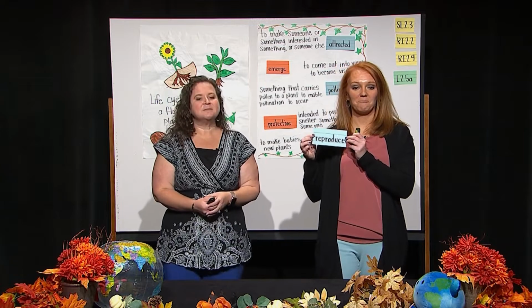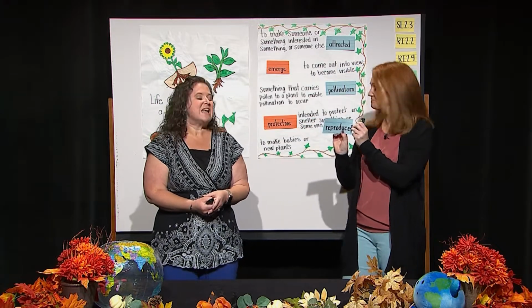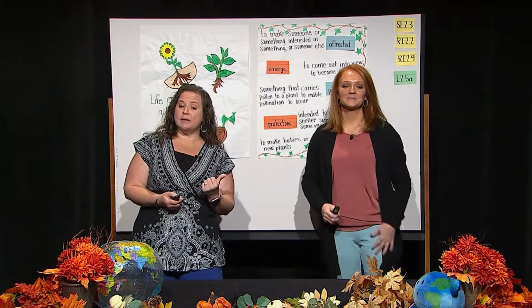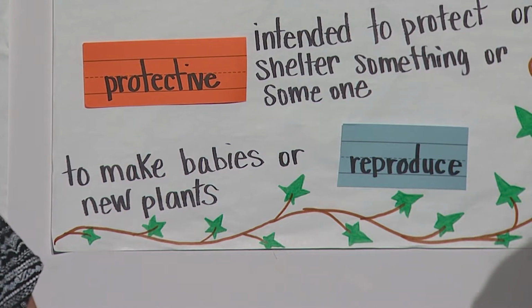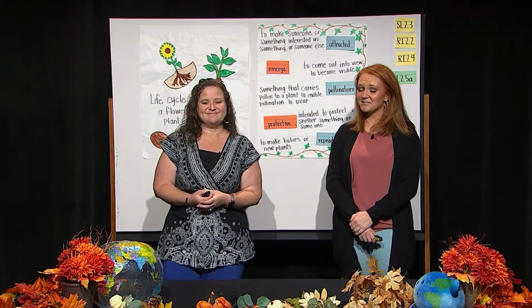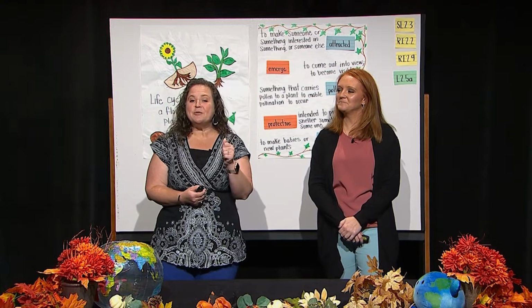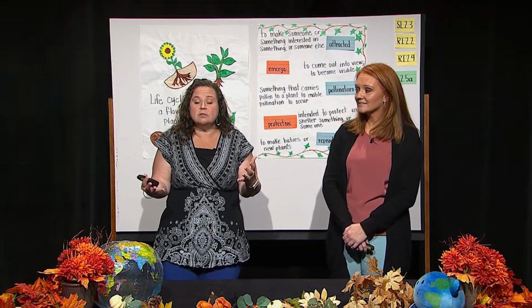Okay. Our last word is reproduce. What's the word? Yes, reproduce. Reproduce means to make babies or new plants. A great sentence for this word could be, plants need pollen from other plants in order to reproduce or make seeds for new plants. Awesome job using those important vocabulary words in a sentence. Now, let's get into our read aloud and listen for those words. And remember, pay close attention to today's read aloud to find out the main topic, the life cycle of a flowering plant.